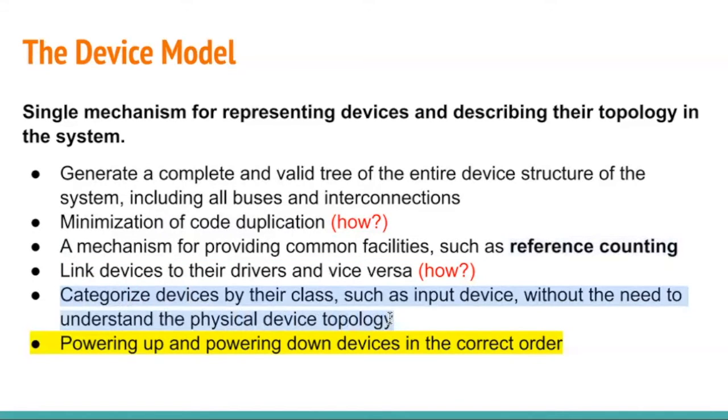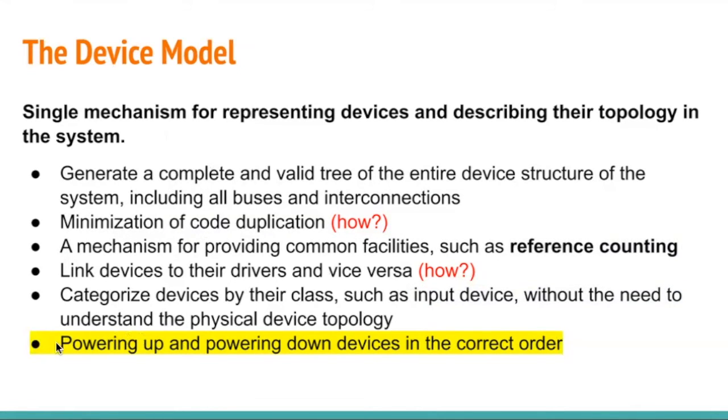Classes means, for example, whether it is an output device or an input device. So we have a specific class, and we can view the devices based on their functionality, and in that way we call them classes. If we don't know the internal physical device topology, how they are connected, but we want to know the devices that do input and output, those kinds of things we can do with the help of this device model.